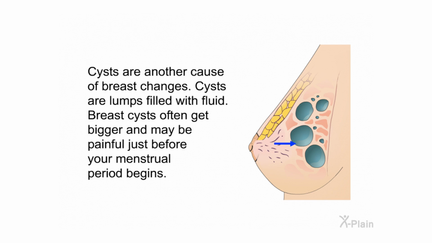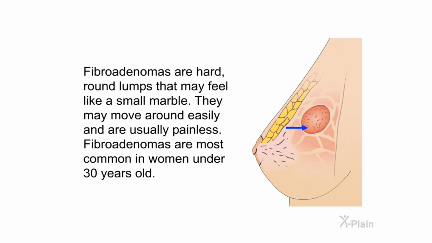Cysts are another cause of breast changes. Cysts are lumps filled with fluid. Breast cysts often get bigger and may be painful just before your menstrual period begins. Fibroadenomas are hard, round lumps that may feel like a small marble. They may move around easily and are usually painless. Fibroadenomas are most common in women under 30 years old.